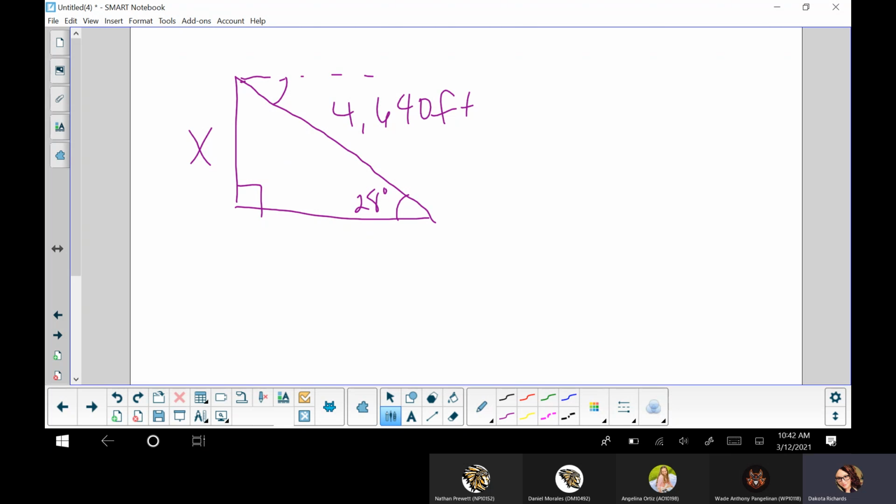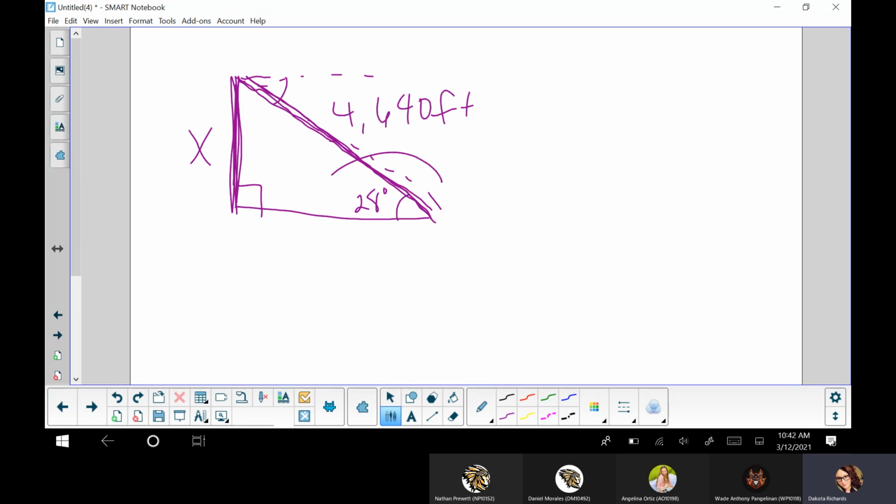Okay, so this is your ski slope, that hypotenuse side. You see why I put the 4,000 number there. And then X is what we're trying to find. We're trying to find the vertical height covered by the lift chair. So this is your chair. You go down the ski slope, and then this is how tall it is.